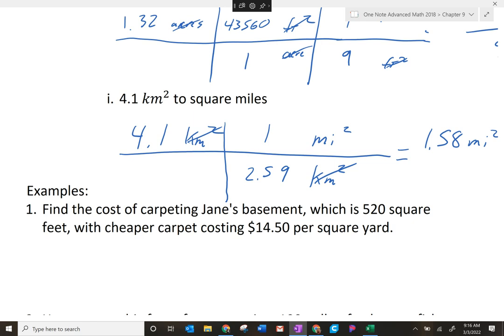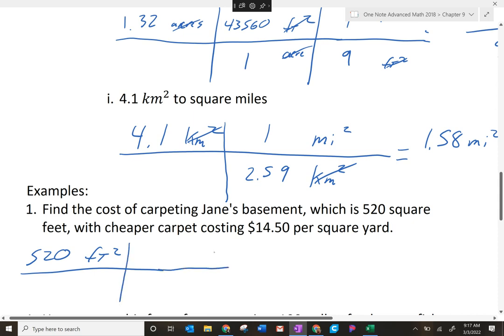It says find the cost of carpeting in Jane's basement, which is 520 square feet. The cheaper carpet costs $14.50 per square yard. In order for me to figure out how much I'm going to multiply to figure out the square yardage, I need to convert 520 square feet into square yards. So I'm going to start off with that 520 square feet. I can make that conversion from square feet into square yards. 1 square yard is 9 square feet.